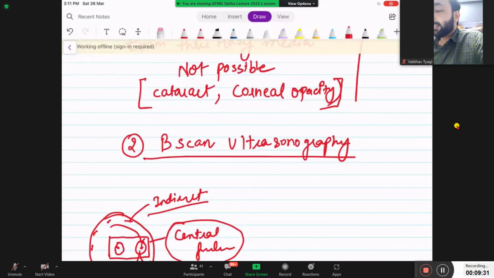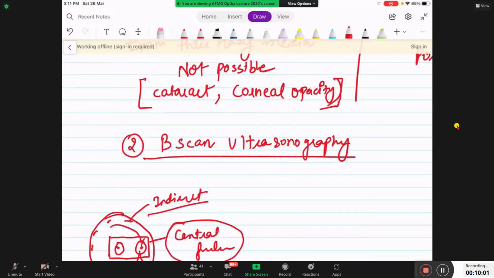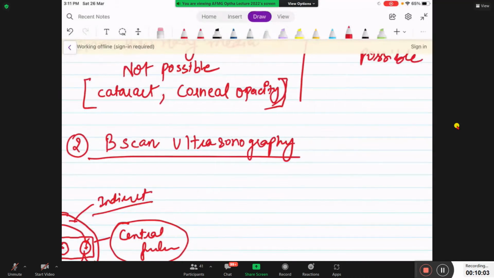Now coming back to B-scan ultrasonography, the patients in whom they have dense cataract or dense corneal opacity is there. Very dense means mature senile cataract, pearly white color cataract is there. In those patients, you cannot visualize the fundus with the help of indirect ophthalmoscope also. So in those patients, how you will get an idea about retina? So in those cases, we can go for B-scan ultrasonography.